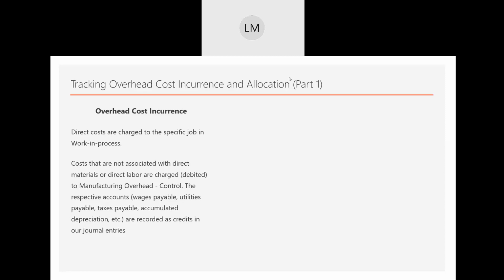Now, costs that are not associated with direct materials or direct labor are charged or debited to the manufacturing overhead account. So, direct materials and direct labor are going to be charged or debited to work in process. For manufacturing overhead costs that we incur, we're going to charge or debit the manufacturing overhead control account. The respective accounts, like wages payable, utilities payable, taxes payable, accumulated depreciation, are recorded as credits in our journal entries. And we'll actually look at that here in just a moment.